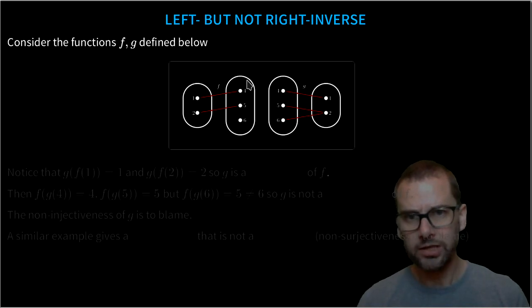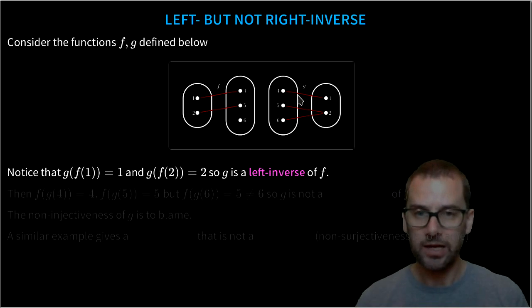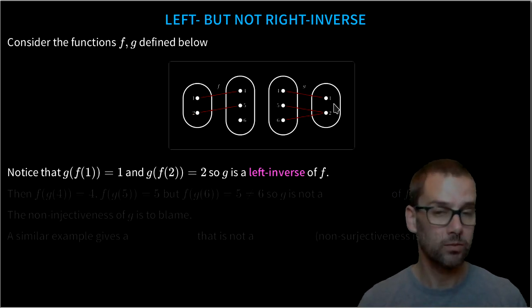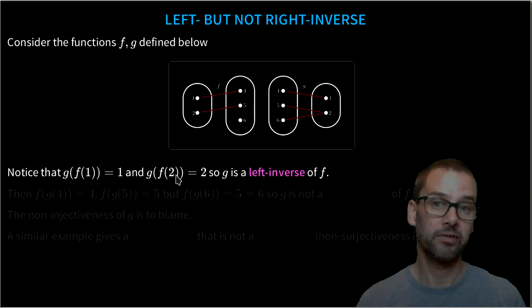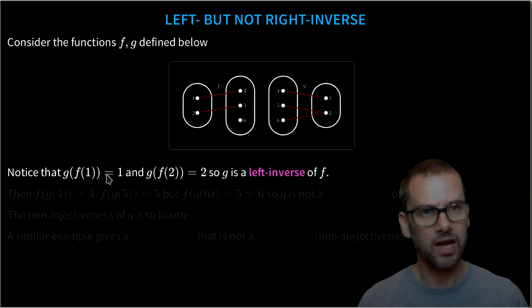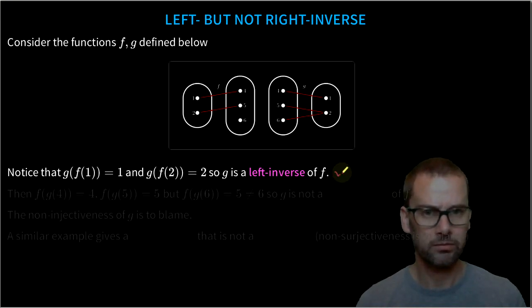Okay. So notice if we do f first and then g, then f takes 1 to 4, g takes 4 back to 1. f takes 2 to 5, g takes 5 back to 2. And so g of f of 1 is 1, g of f of 2 is 2. So g of f is just the identity on this starting set, so g is the left inverse of f.